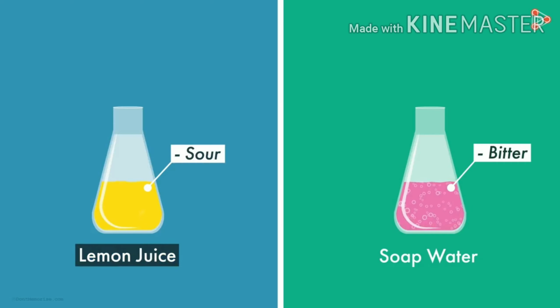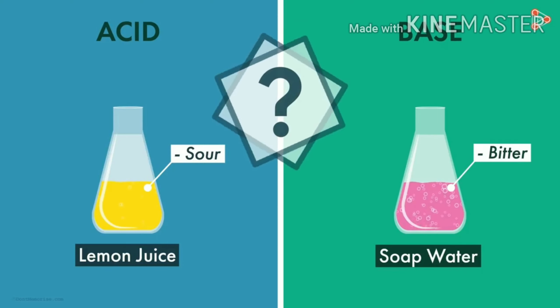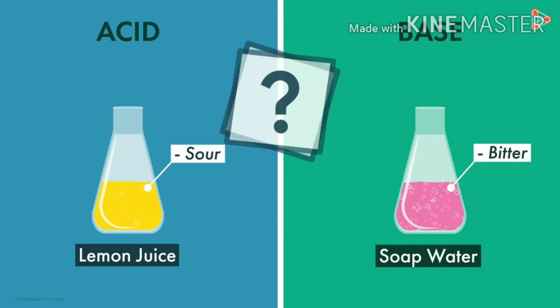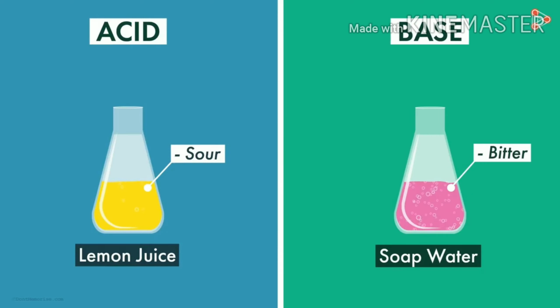Why does lemon juice taste sour? And why does soap water taste bitter? Any idea? The answer lies in their nature. Lemon juice is an acid while soap is a base. Do you know what an acid is and what a base is? Let's get to know these terms first and later get into their details.